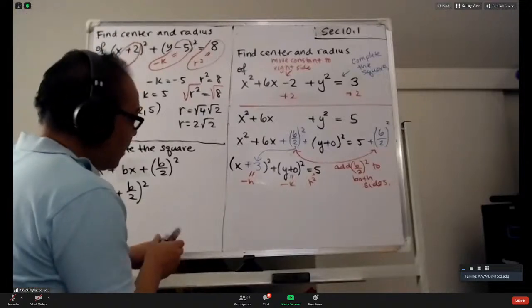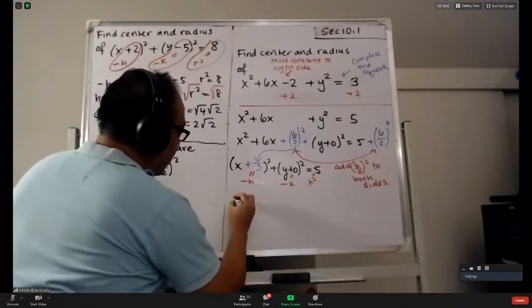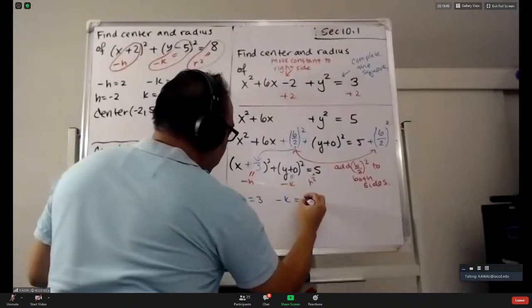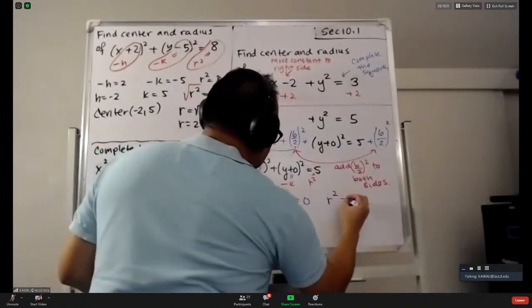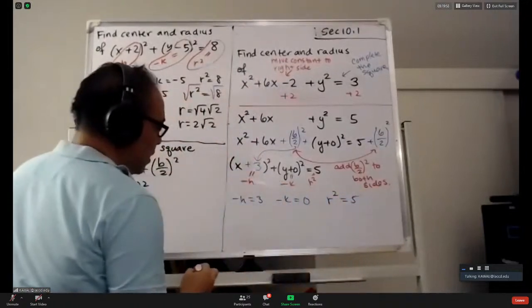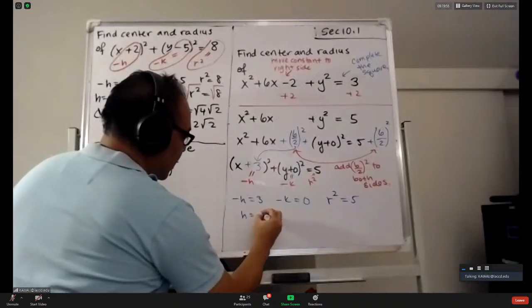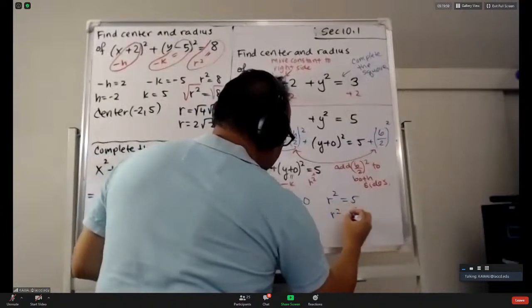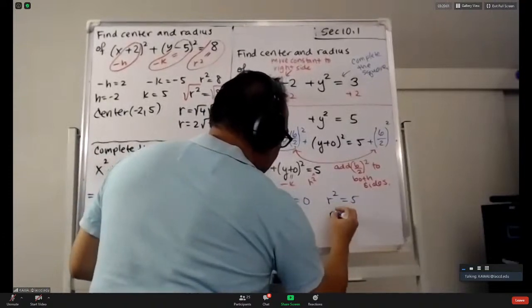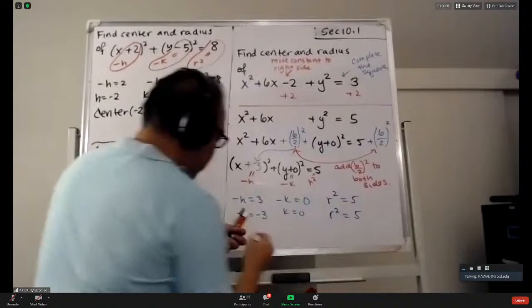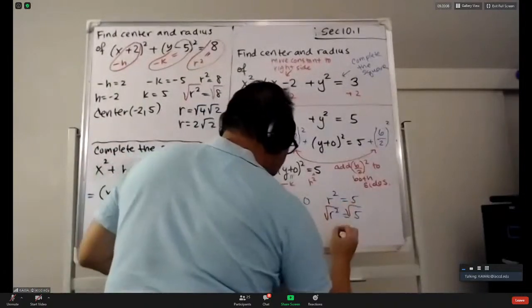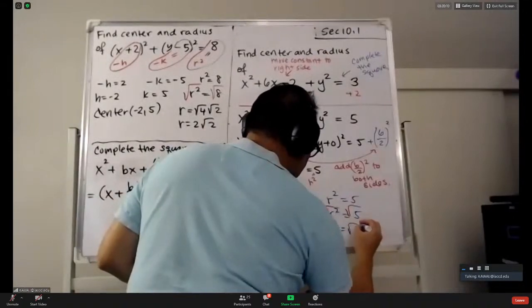So now we have minus h is equal to 3, minus k is equal to 0, r squared is equal to 5. So h is equal to minus 3, k is equal to 0, and in terms of r squared, we can get rid of the square by square rooting both sides. Then r is equal to square root of 5.